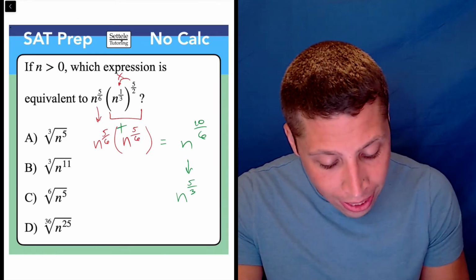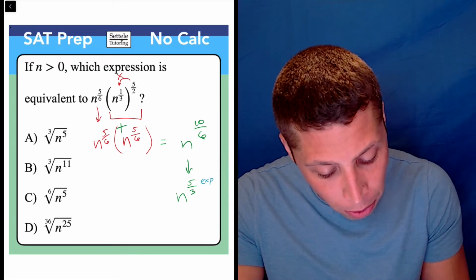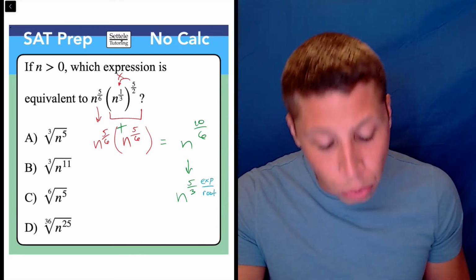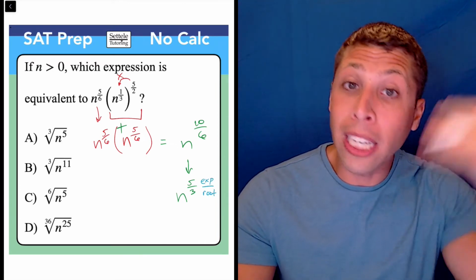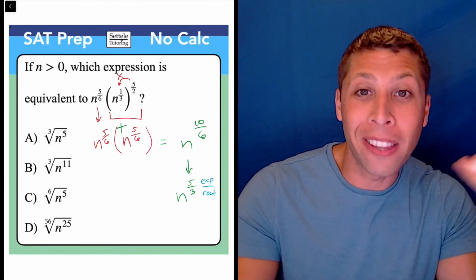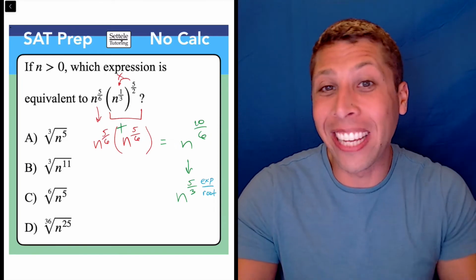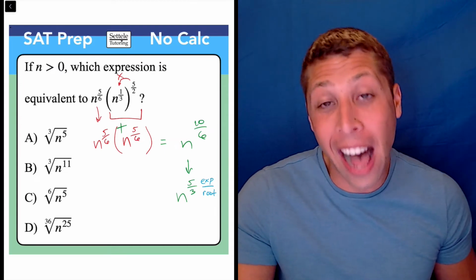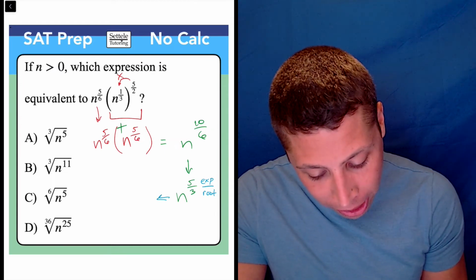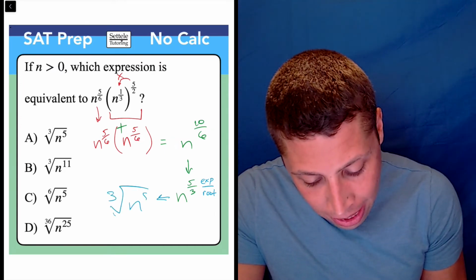And the way to do that is that the top part is the exponent and the bottom part is the root. Just remember that the roots of a tree are on the bottom of a tree, so the root of the term is on the bottom of the exponent. It's a lot, but here we go. That means now we're going to have the cube root of n to the fifth.